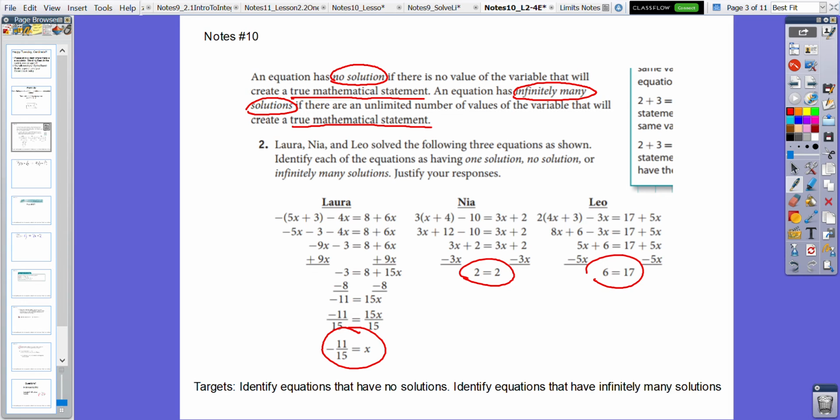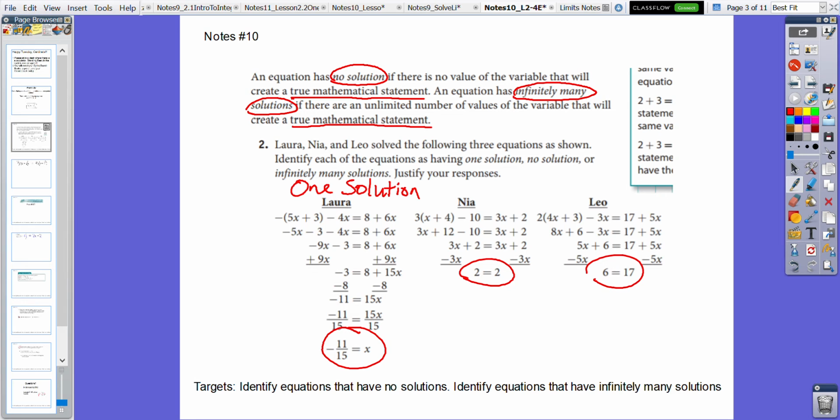In Laura's case, she ended up with the solution -11/15 equals x. In this case, because we have x equals a number, this is just one solution. Just like we saw in the warm-up, we came to the conclusion that x equals -11 is the solution. Laura came to the conclusion that the only value that makes the equation true is -11/15 equals x.